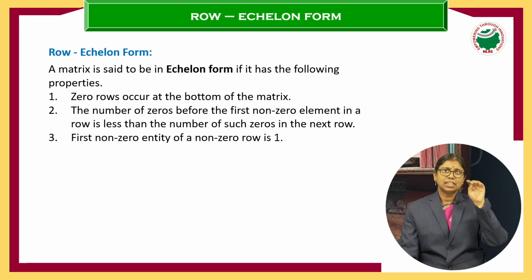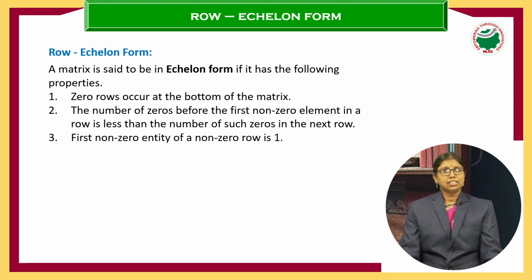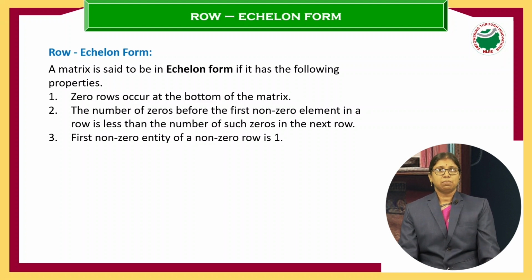First one is if there is any zero row, the zero row must and should be at the bottom of the matrix. Second one, the number of zeros before the first non-zero entry in a non-zero row must and should be less than such zeros in the next row. And third one is the first non-zero value in a non-zero row must and should be 1. These are the three conditions.